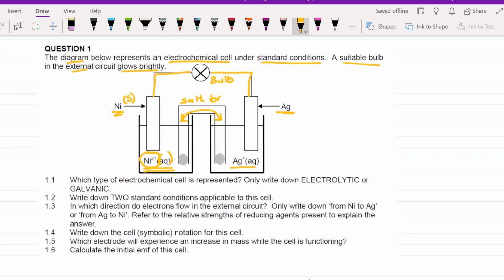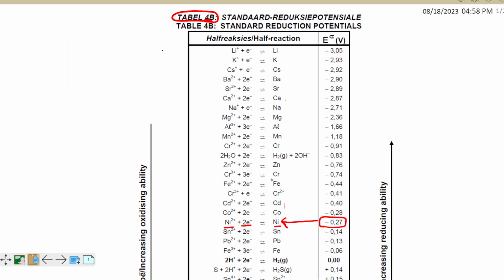Remember, on the right we have the silver, Ag. So you look at the solution in the cell, we have the silver ion, which is Ag plus, and then the electrode has the silver in a solid form. This one is silver in the aqueous form. So I'm looking now for this reaction on my table 4B. Then I'm going back to my table 4B. I'm looking now for the silver.